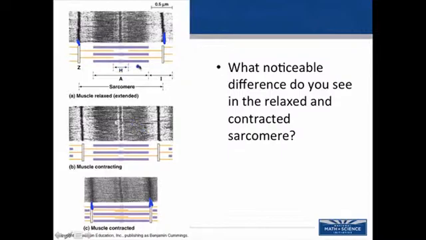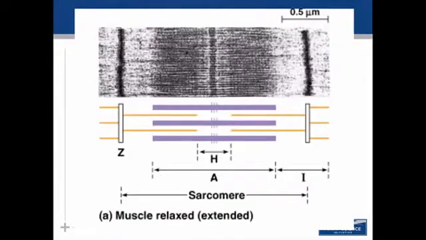It actually just shifts position, where the thin filaments move from being far away from the thick filaments to moving closer, so that this gap is closed. So this light area is gone in a contracted muscle because the thin filaments have moved across the thick filaments. And that's what makes muscle contraction occur.